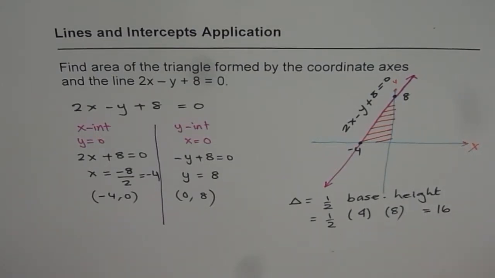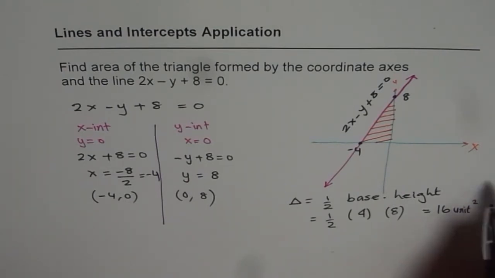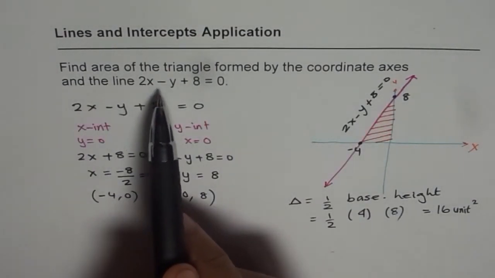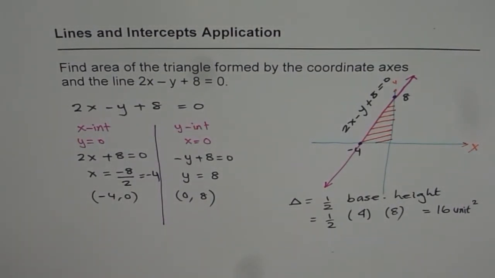So we get 16. Since we are not given any units, we can always write unit square, since area is always in square units, right? So we do get our answer. The area of the triangle formed by the coordinate axes and the line 2x minus y plus 8 equals 0 is 16 units square. Correct? So that is how we can get the answer.